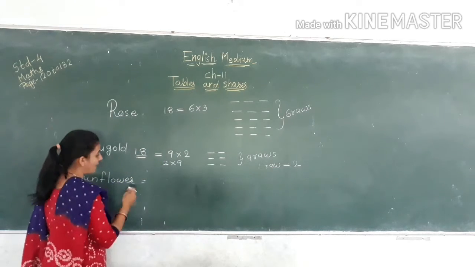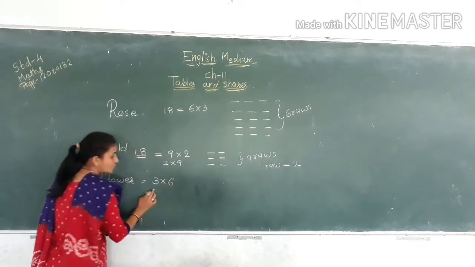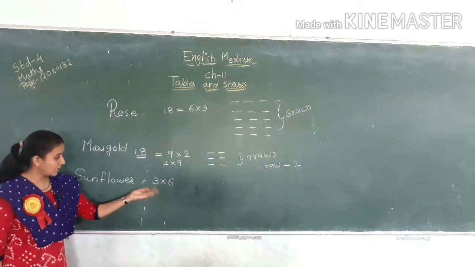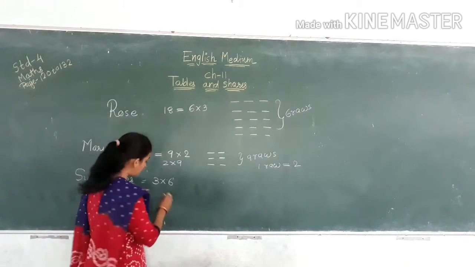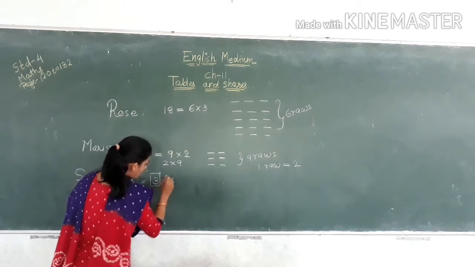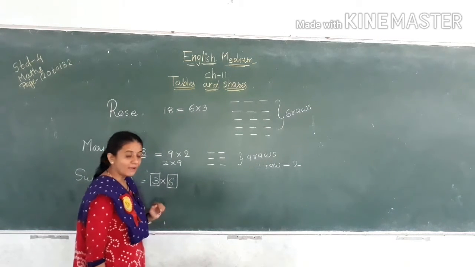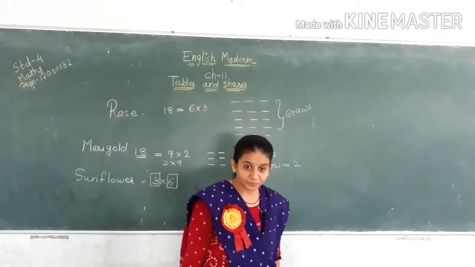Now sunflower, we are arranging 3 multiply 6. So 3 sixes are 18. How many rows are made? Here 3 rows are made and 1 row having 6 plants. Now next one.